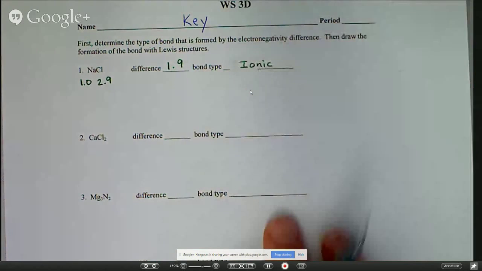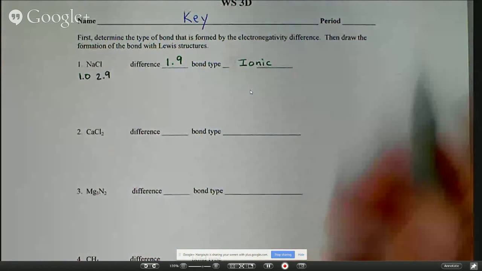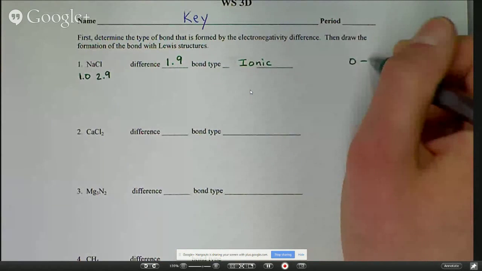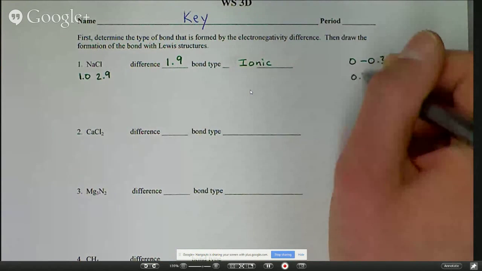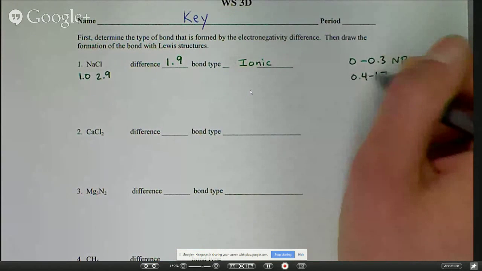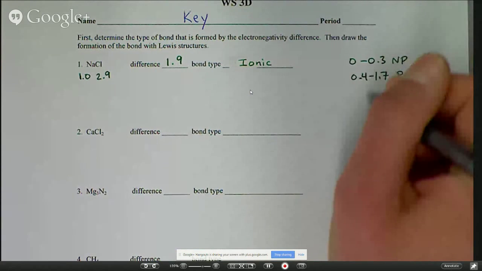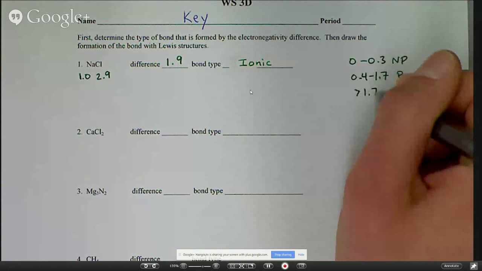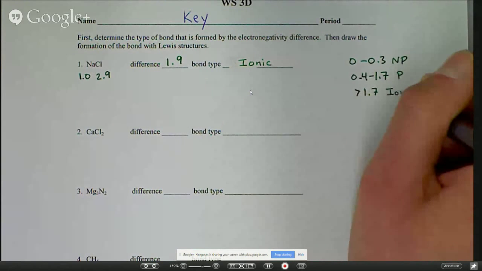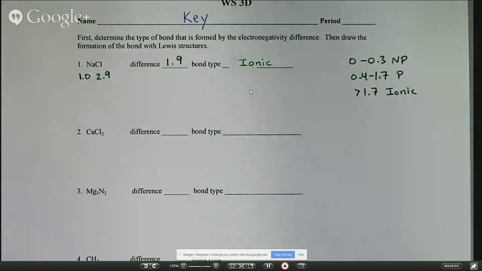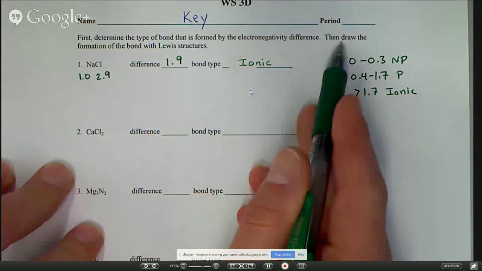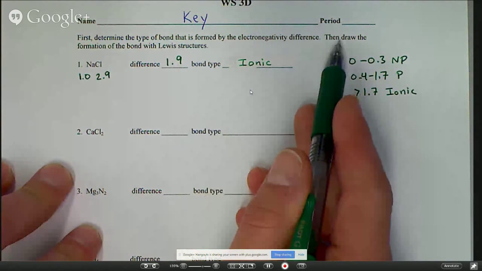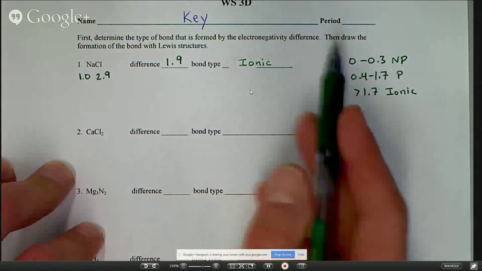Remember from yesterday, we corrected our chart to say that anything from 0 to 0.3 is nonpolar, 0.4 to 1.7 is polar, and then anything greater than 1.7 is ionic. Okay, so we're going to be basing things off of that. Now that we know that sodium chloride is ionic, we can go to the second part of the instructions, which tells us to draw the formation of the bond with the applicable Lewis structures.